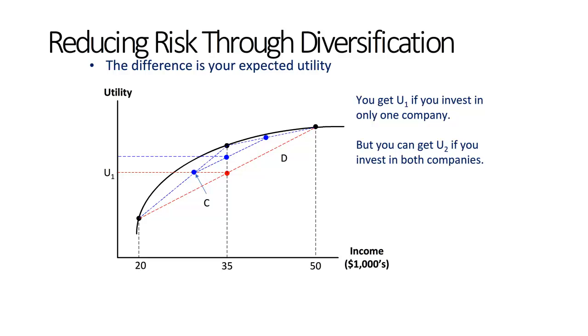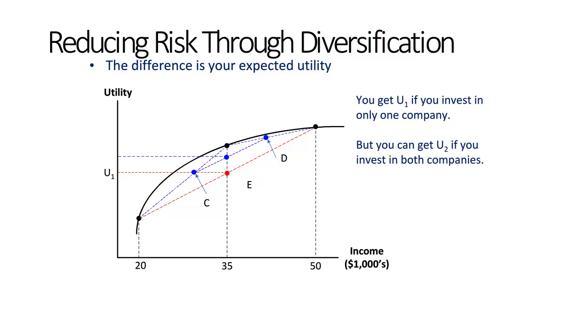Point C represents the average utility when Company B does poorly. That is, it's the average utility between $20,000 and $35,000. Point D represents the average utility when Company B does well. That is, it's the average utility between $35,000 and $50,000.